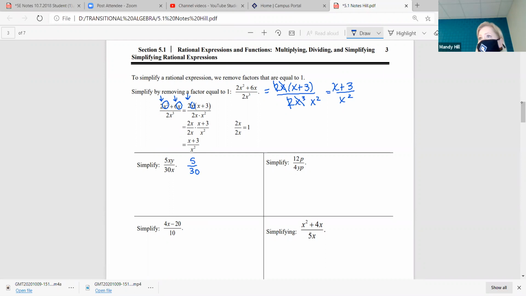Yeah, we can divide them both by 5, right? So I could divide the top by 5. I could divide the bottom by 5. That would get me 1 over 6. Are we okay with that?